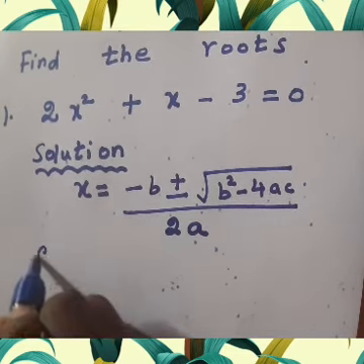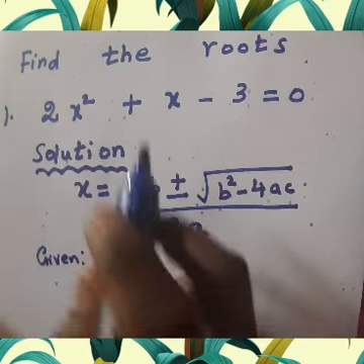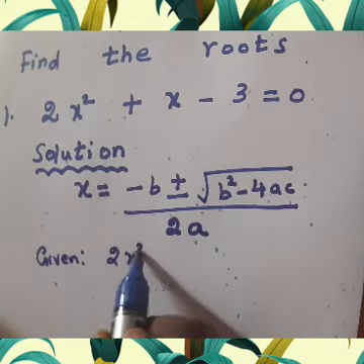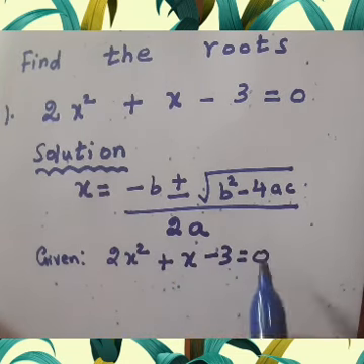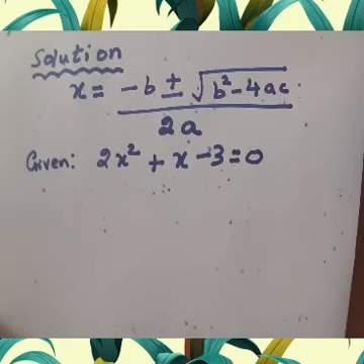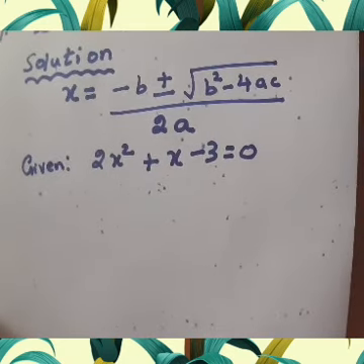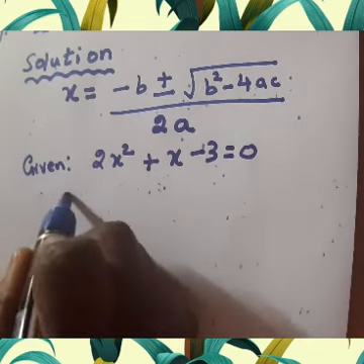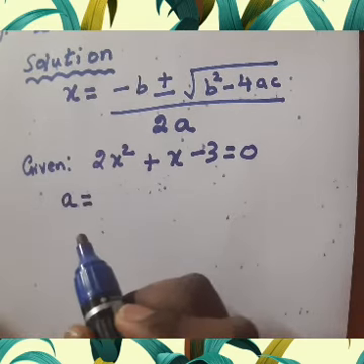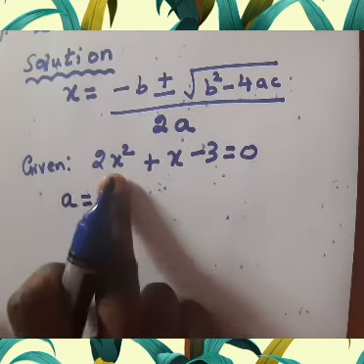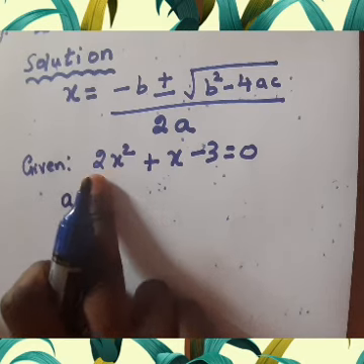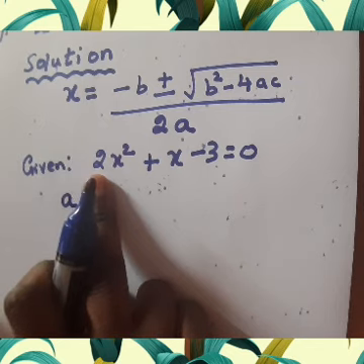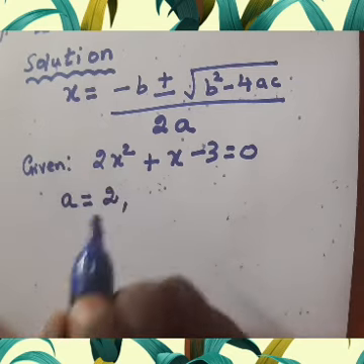What is the given equation? The given quadratic equation is 2x square plus x minus 3 is equal to 0. So you have to write what is a, b and c. What is a? Coefficient of x square. As I told you, the coefficient of x square is nothing but the term present next to x square. What do you have adjacent to x square? 2. Perfect. So the value of a is 2.